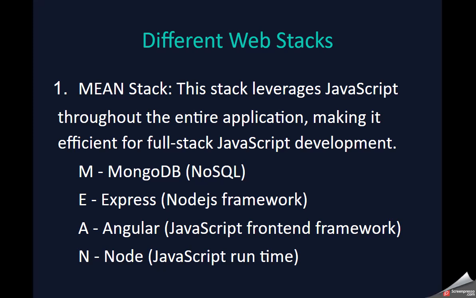One, we have the MEAN stack. This stack leverages JavaScript throughout the entire application, making it efficient for full stack JavaScript development. You can see, the MEAN here means you are proficient in MongoDB, which is a NoSQL database. You are proficient in Express, which is a Node framework, and then you are proficient in Angular, which is a JavaScript front end framework, and then you are proficient in Node, which is a JavaScript runtime. So if you are proficient in all of these, you are a MEAN stack developer, right?